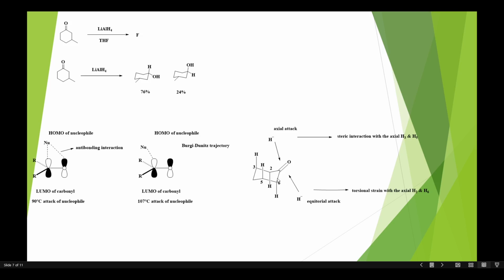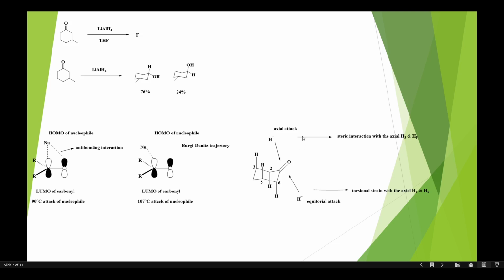Suppose that we have only a cyclohexanone group. Then we have different kinds of hydrogen. You see that I am numbering 2, 3, 4, 5, 6. For every carbon, we have equatorial and axial hydrogen also. But in these cases, I am only showing the axial hydrogen. I am not showing any equatorial hydrogen.